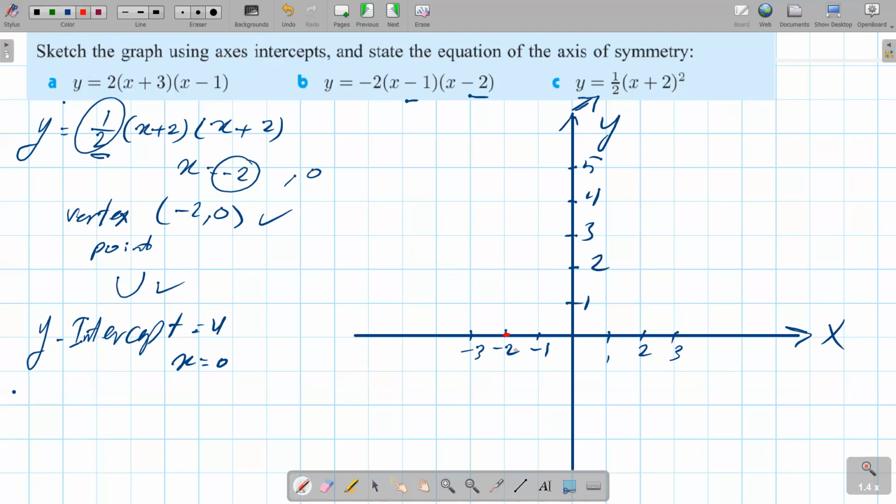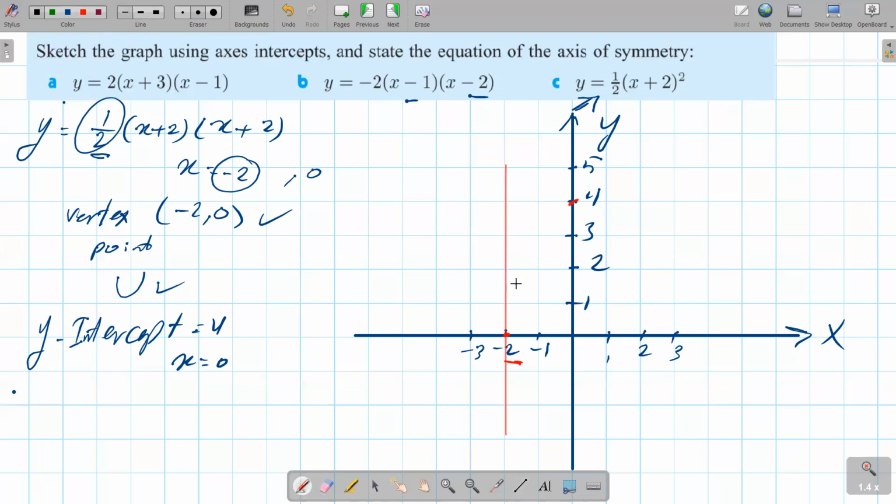Tell me about the y-intercept point. 0 and 4. 0 and 4, completely right. And are there any x-intercepts except -2? No. Thank you. Then the axis of symmetry should equal what? Should equal -2, right? Yes, this is the axis. I'm sorry about that. This is the axis of symmetry here.